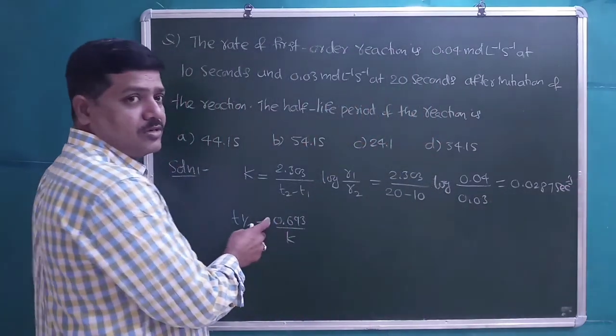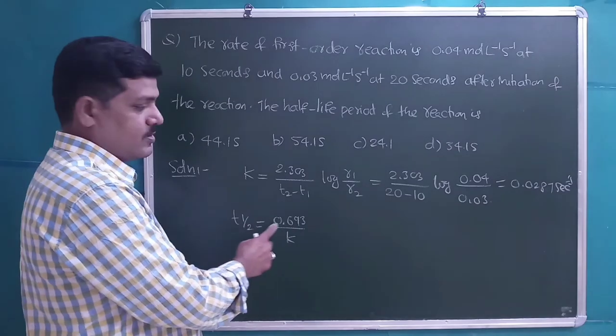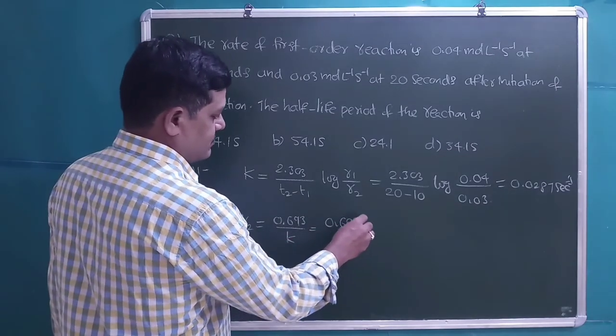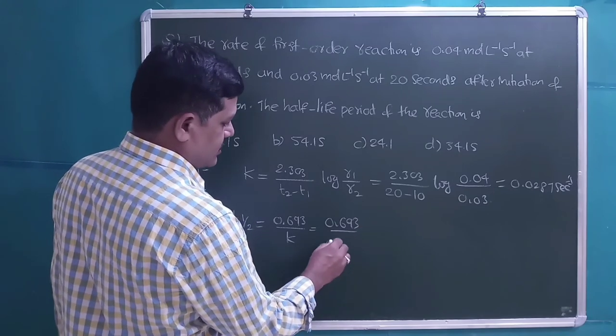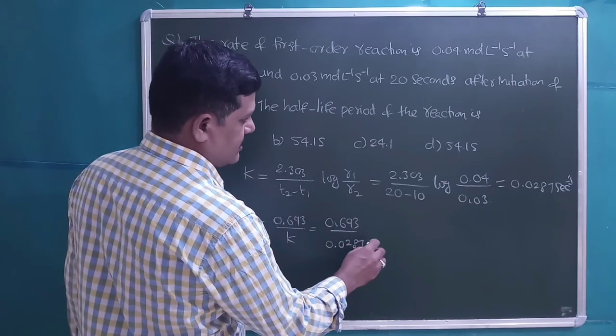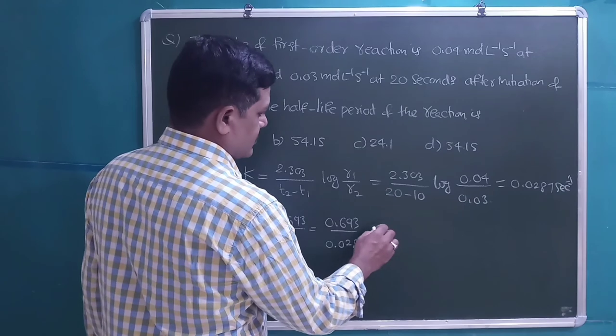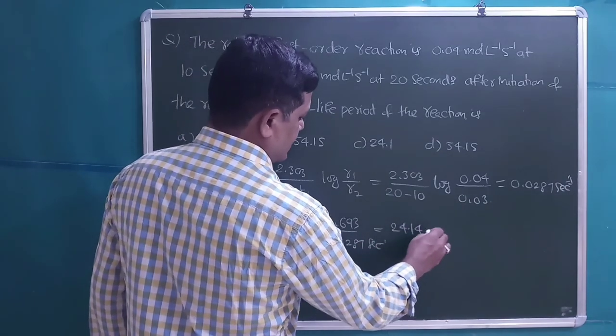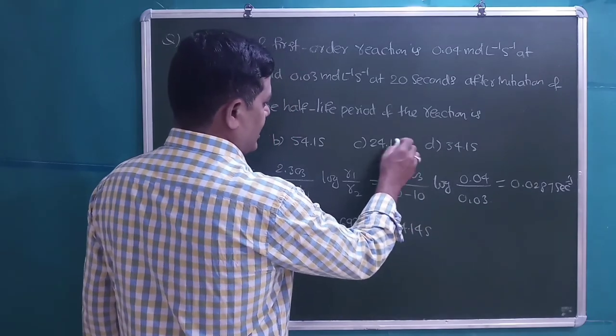By substituting this in t half is equal to 0.693 by K, that is 0.693 by 0.0287 second inverse. On simplifying we get 24.14 seconds, which is given in option C.